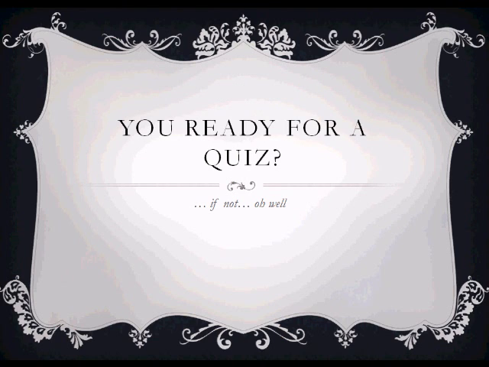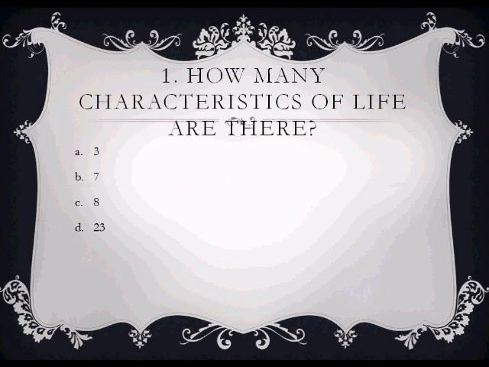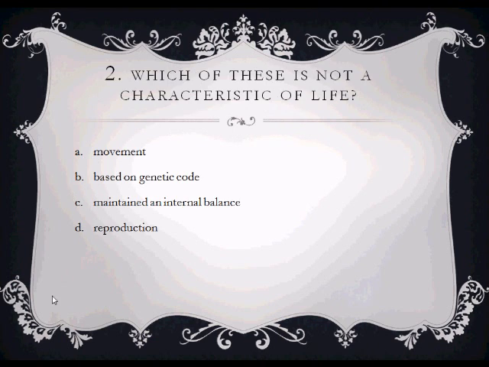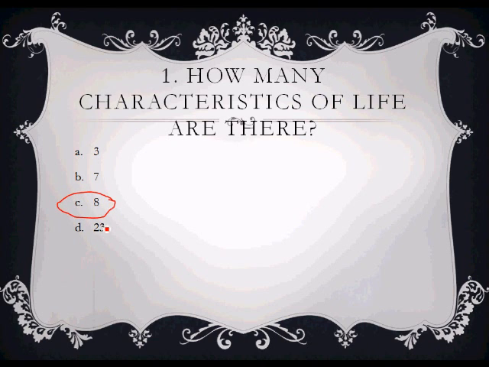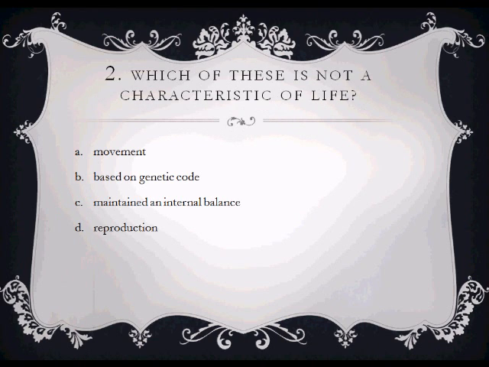I hope you've been paying attention, because you're almost done and now you have a quiz for you. So, how many characteristics of life are there? The correct answer is 8. Let me circle that for you. 8. So, next question. Which of these is not a characteristic of life? Give you a second to think. Hope you didn't guess movement, because that's wrong. They respond to an environment, but that doesn't mean they have to move. They can respond in other ways than movement.